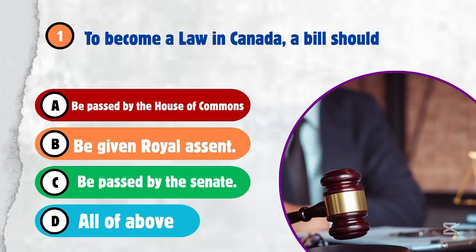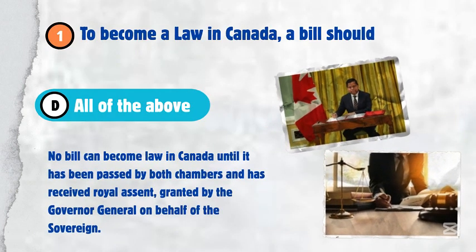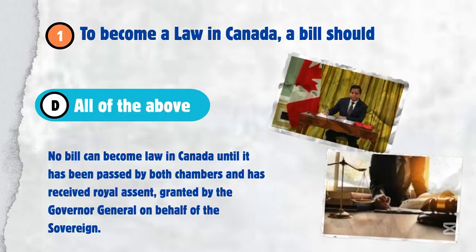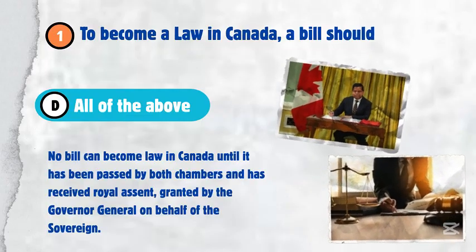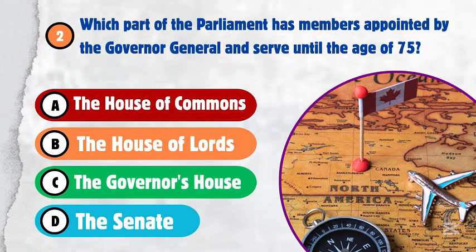B. Parliamentary democracy. 1. To become a law in Canada, a bill should A. Be passed by the House of Commons, B. Be given royal assent, C. Be passed by the Senate, D. All of above. Answer: D. All of above. No bill can become law in Canada until it has been passed by both chambers and has received royal assent, granted by the Governor-General on behalf of the Sovereign.